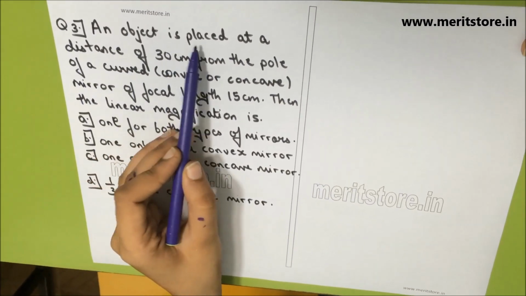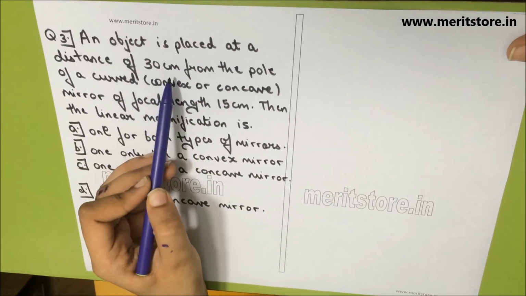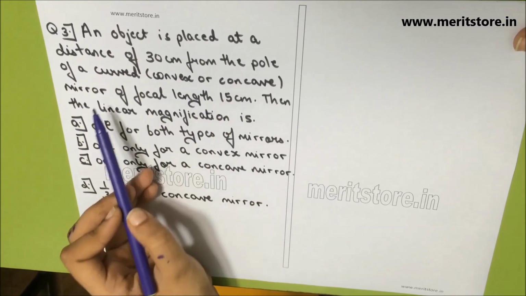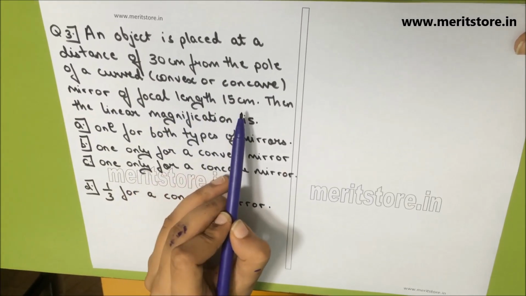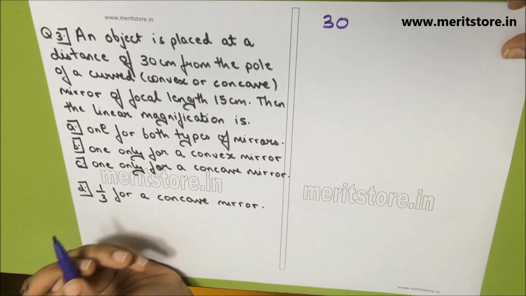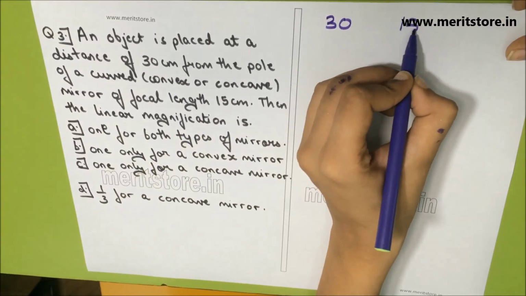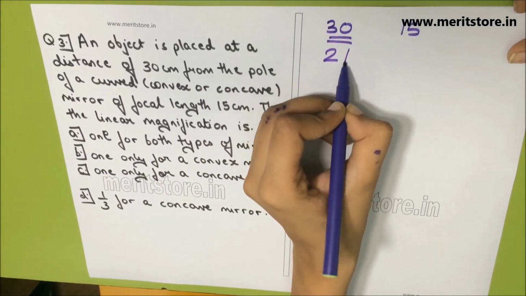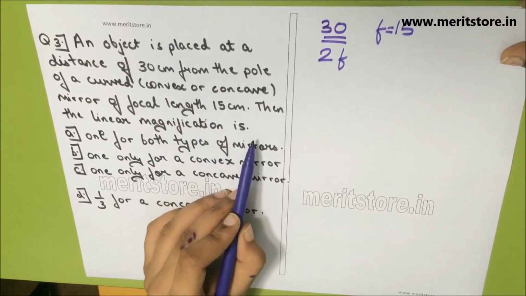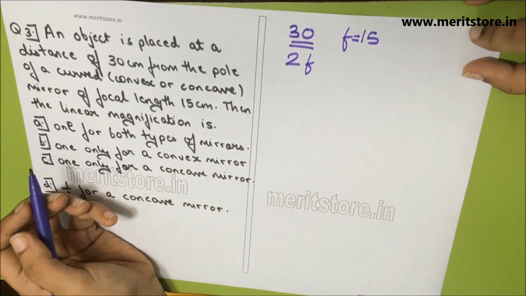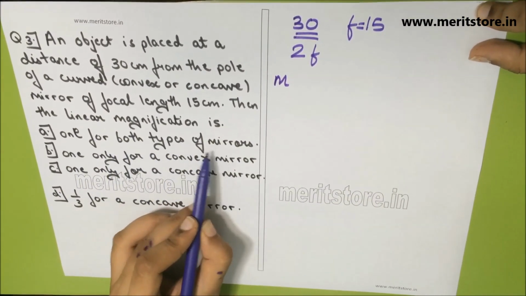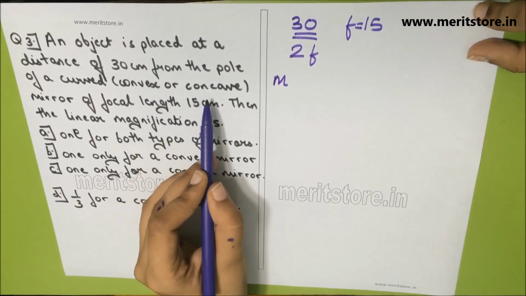Question 3. An object is placed at a distance of 30 cm from the pole of a curved, convex or concave mirror of focal length 15 cm. Over here the object is placed at a distance of 30 cm and the focal length is 15 cm, so this will be twice the focal length. Then the linear magnification is? Now over here they have asked for magnification m. Option A says 1 for both types of mirror. Both types means convex as well as concave.